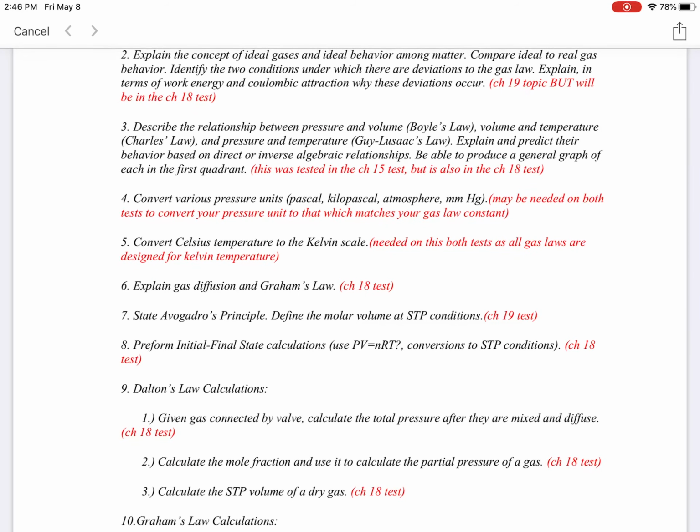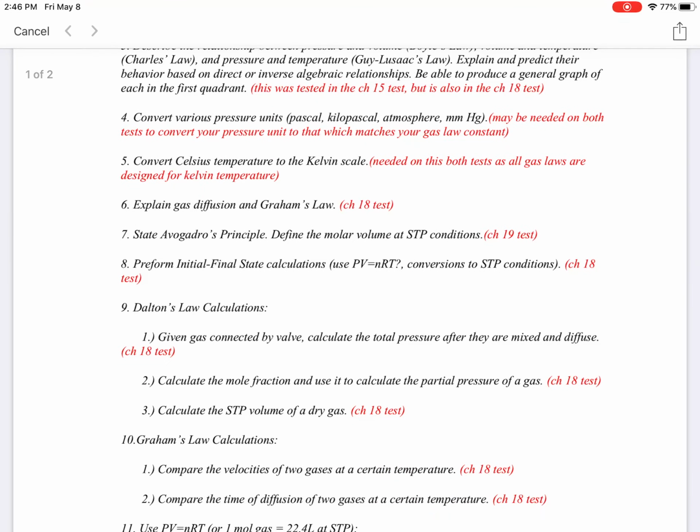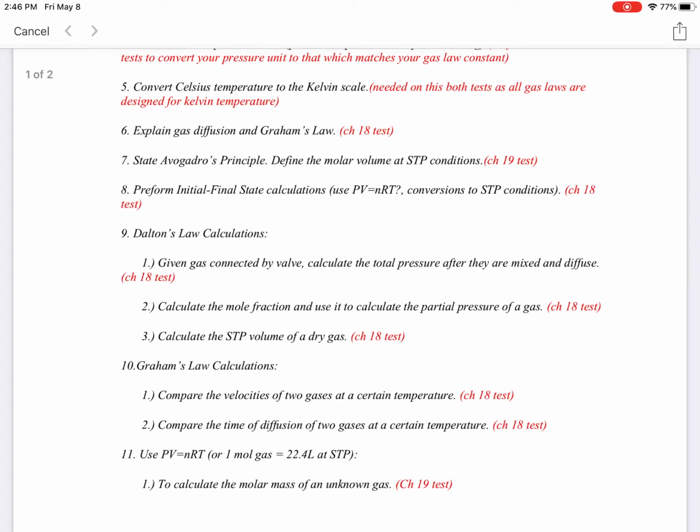As far as number 3, the relationships on inverse versus direct, the graphing, all that stuff comes up again in this test. Number 4, you may have to convert units. I'm going to be taking the questions from a test bank. I generally try to avoid having you convert units at the end of a problem because I think it's a waste of time, but they may not. Converting Celsius to Kelvin: in my examples, again, to save time, I gave you Kelvin temperature, but we use thermometers in the lab, and you're more likely to get a Celsius temperature. Make sure you convert that to Kelvin before you do any calculations in this chapter.